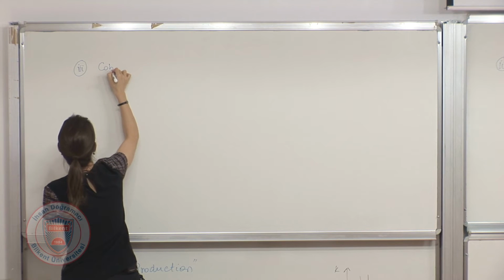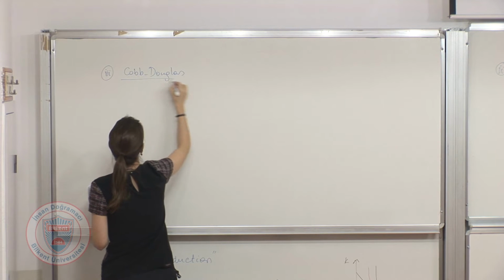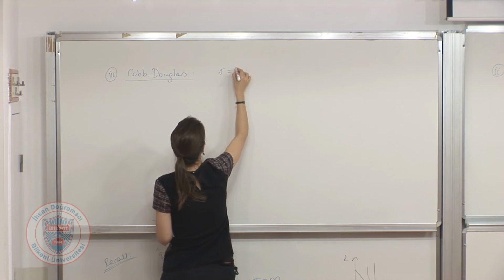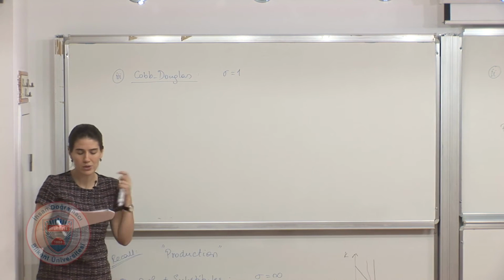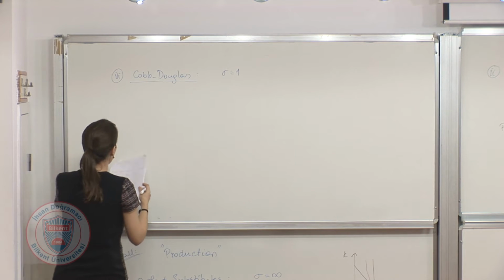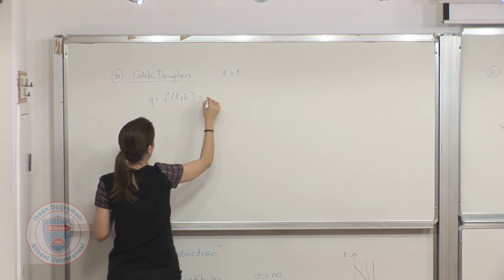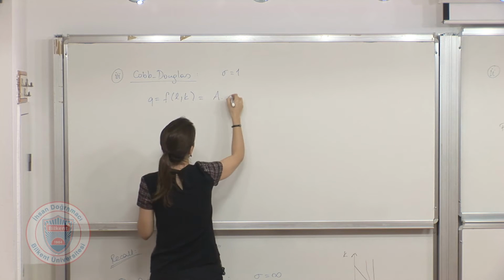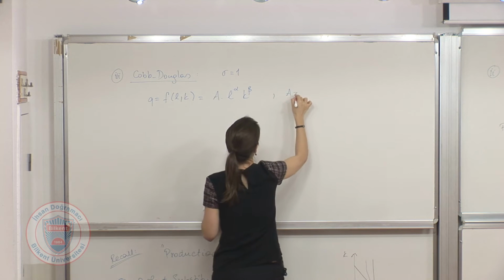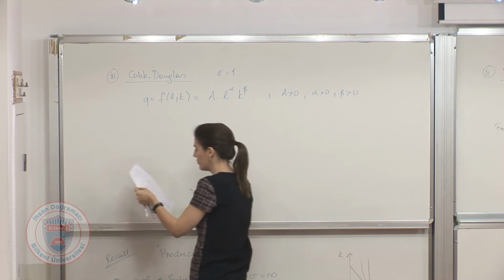Remember, these were 2 guys. So we had the Cobb-Douglas production function, with sigma equal to 1. For Cobb-Douglas we had the form Q equals f of L, K, which is A times L to the power alpha, K to the power beta. Suppose A is greater than 0, alpha is greater than 0, beta is greater than 0.